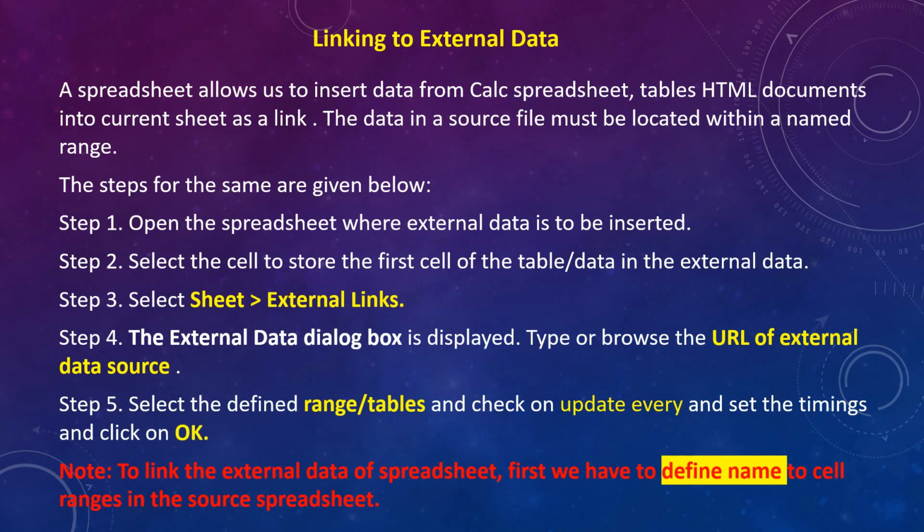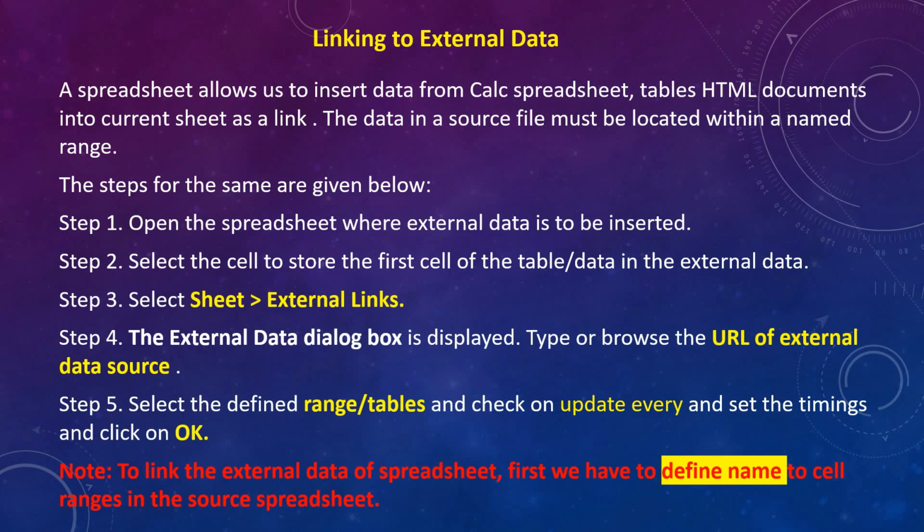We first have to open the spreadsheet where I want to insert the external data. Then we need to select the cell where I want to store the table or the data. The table can be in the form of an HTML document or a spreadsheet. Then I have to go to Sheet, then External Links, and select the URL of the data source.